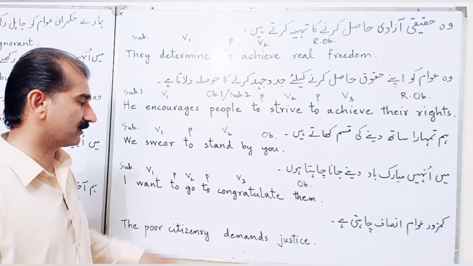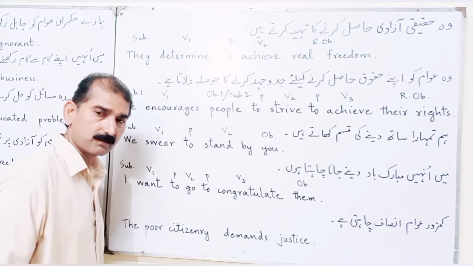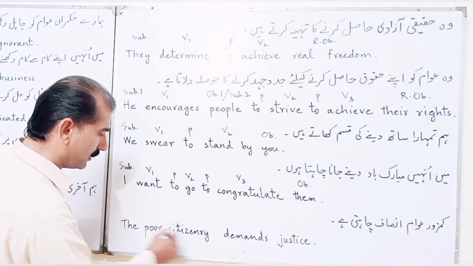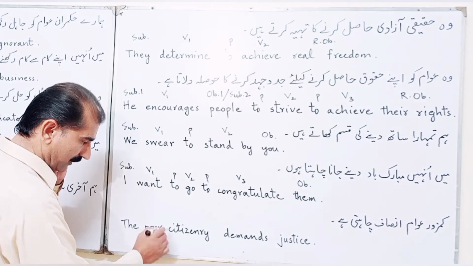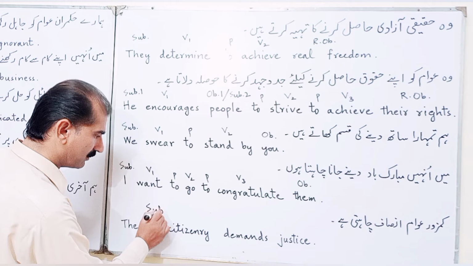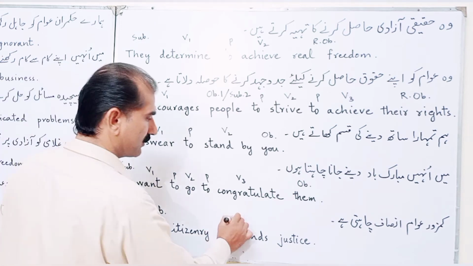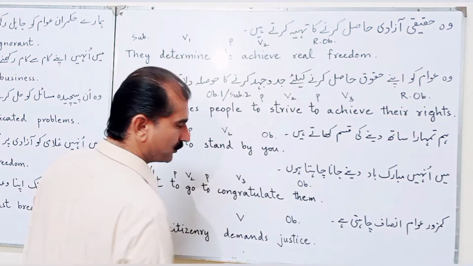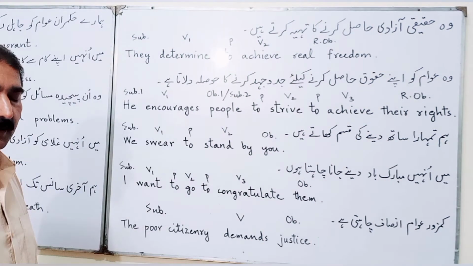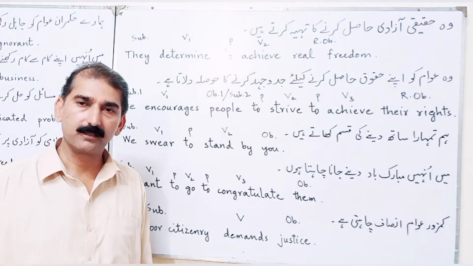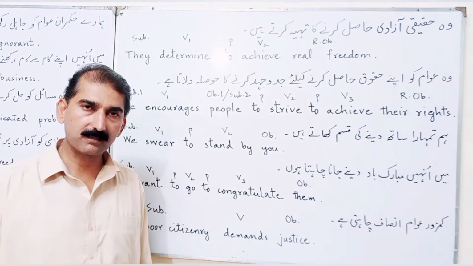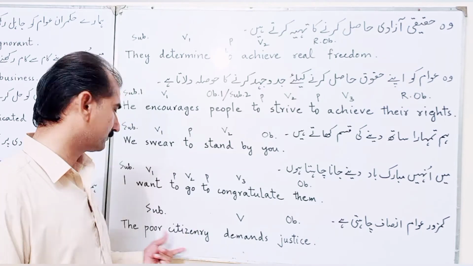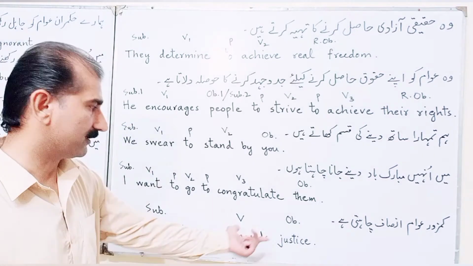The poor citizenry demands justice. Poor citizenry is our subject, demands is the only verb, and justice is our object, which is actually an abstract noun. An abstract noun is that which does not have any material existence. It is just a state of mind or some quality or some traits. So, the poor citizenry demands justice.